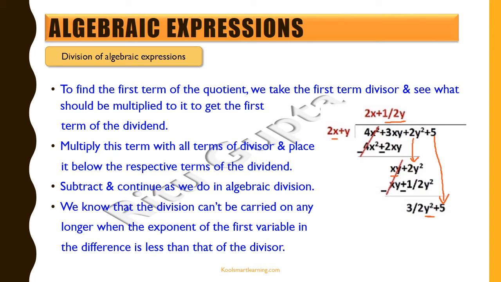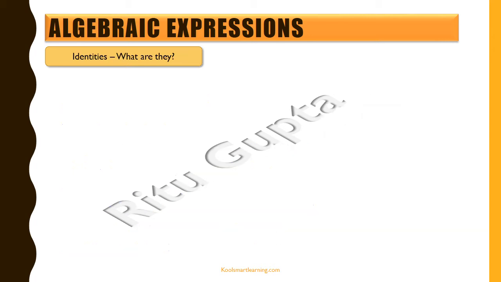So now we cannot perform the division anymore. So 3 by 2y square plus 5 becomes the remainder. 2x plus y obviously remains the divisor. 2x plus half y becomes the quotient in this case, and that's how we get the quotient and the remainder.